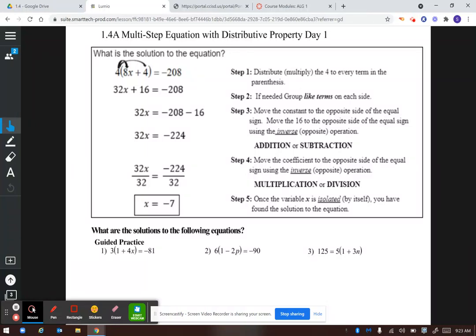Hey there, this lesson is multi-step equations with the distributive property. So this is going to be very similar to two-step equations. We just add one more step on it, even though they called it multi-step. You can see step number one is to distribute or multiply. So when you multiply, 4 times 8 is 32x, 4 times 4 is 16.